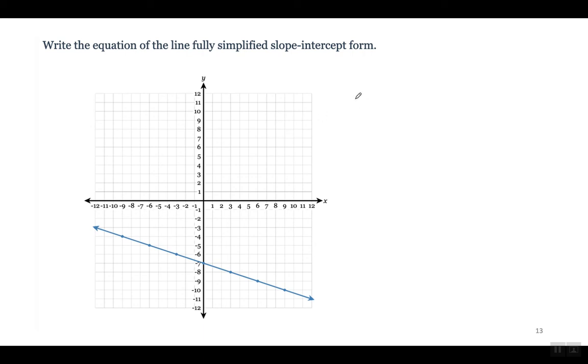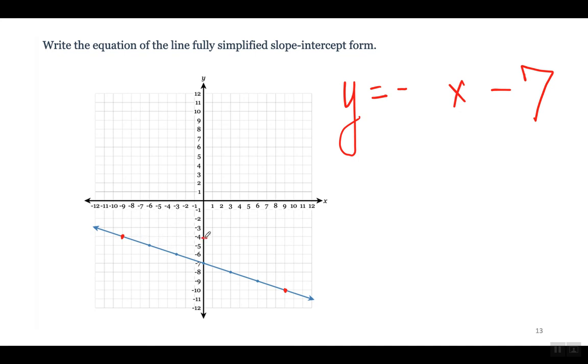Okay, all right, so on this one, the y-intercept is negative 7. Right there, all right? So let's say I use this point and this point over here for the slope. The line is going down from left to right, so it's got to be negative.